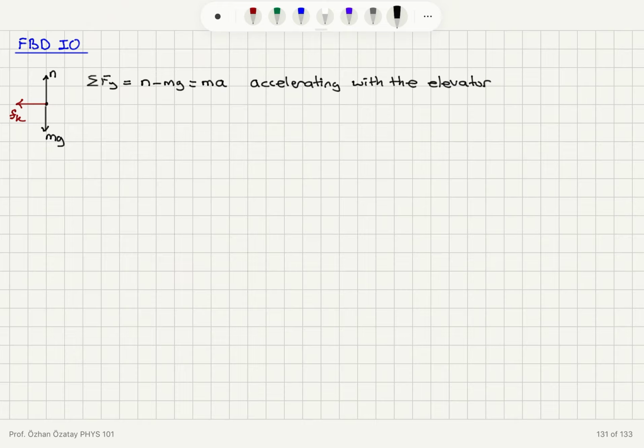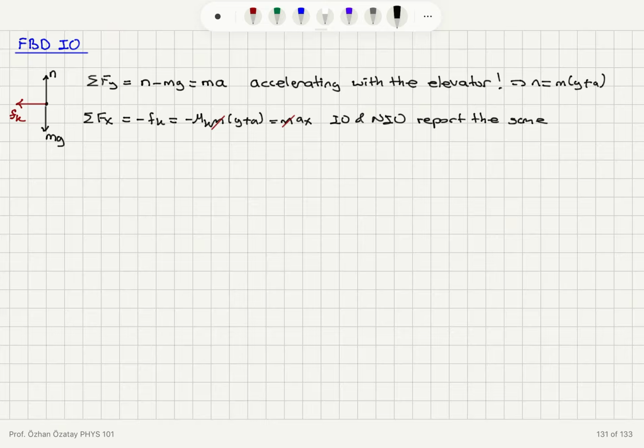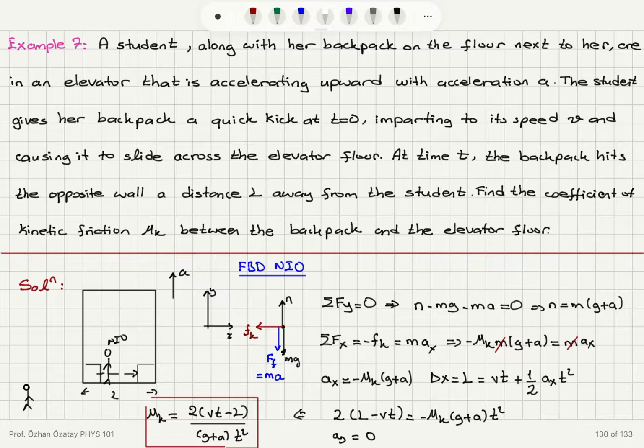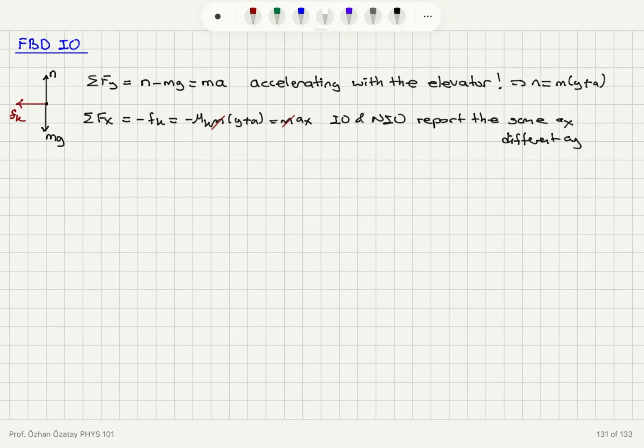So we have to take that into account, and the normal force is once again m times (g plus a). The net force on the x-axis is minus fk, which is minus mu k m (g plus a), which is mass times the acceleration. So these two masses cancel, and I find that the inertial observer and non-inertial observer report the same x component of acceleration but different y component of acceleration. So this observer says it's 0, this observer says it's a.